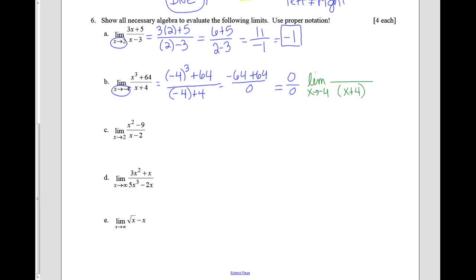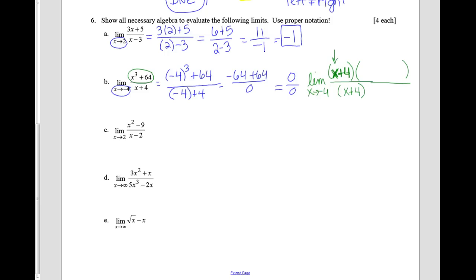The bottom of my factors were x plus 4, so that's already done. The top is a sum of cubes, so I know my first factor is going to be the cubed root of each one with the same sign as I had in the problem. So the cubed root of x cubed was just x, the cubed root of 64 was the 4, and there was already a plus in between them, so that stays.